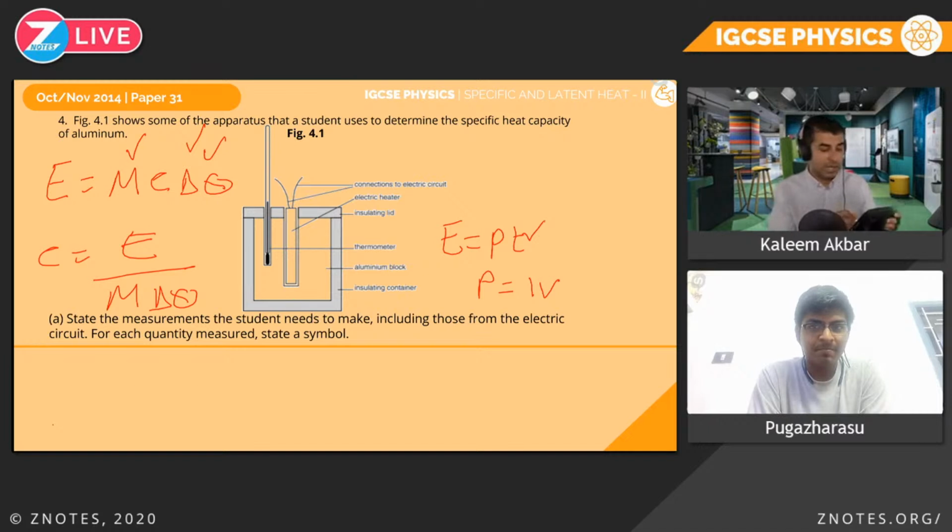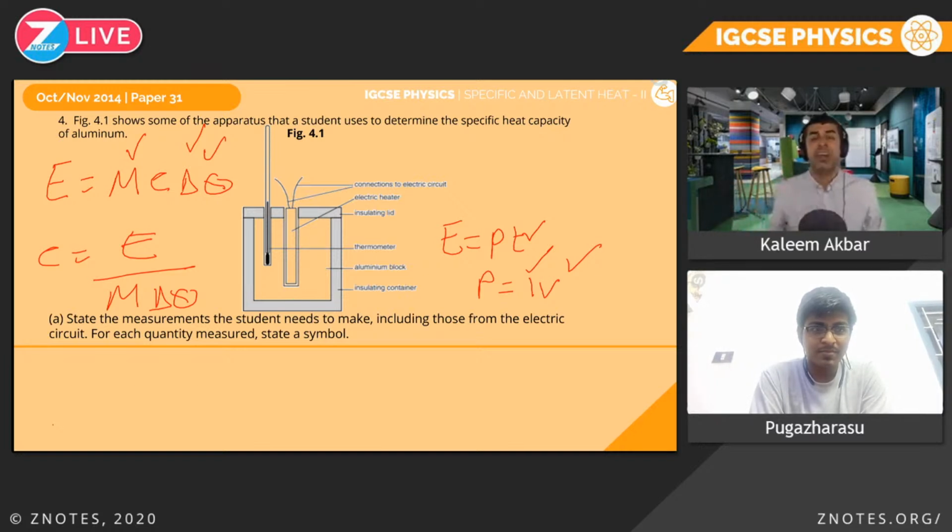And now here I'm good because I've got current and voltage. The point I'm trying to make, guys, is when the examiner's asking what measurements do you need, think formula and go, right, can I actually measure it, not calculate? Energy equals power times time is a calculation. Power equals current times voltage is a calculation.